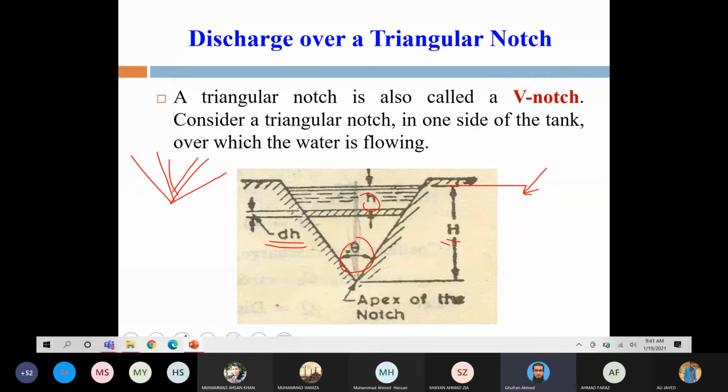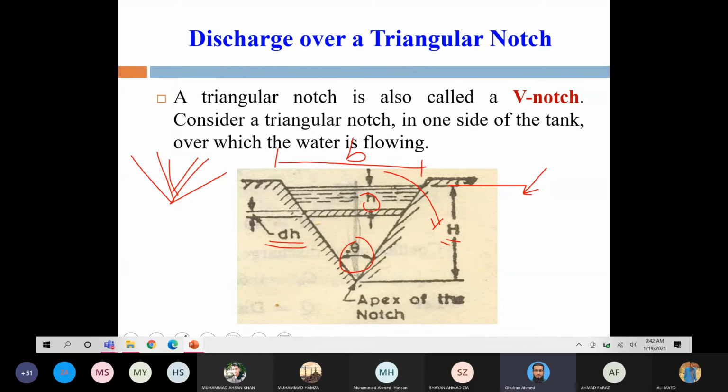In the last rectangular notch, I said that the width of the notch remains constant. But in this case, the width B is changing with the height H. Agree? Yes, sir. If the height H is smaller, B will also be smaller; if H is larger, B will also be larger. So here, B is a function of H.